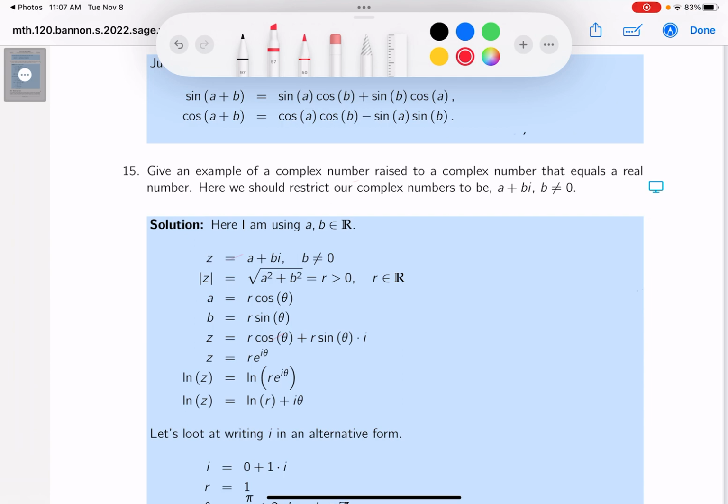Okay, we're asked to give an example where a complex number raised to a complex number equals a real number. And they're saying you should restrict yourself to complex numbers where b is not equal to 0, all right? So it's got an imaginary part. Okay, so just to review what we've done in the past, certainly what you've done in Math 100, you've written things like this down, where z equals a plus bi. Now b is not equal to 0, by the way.